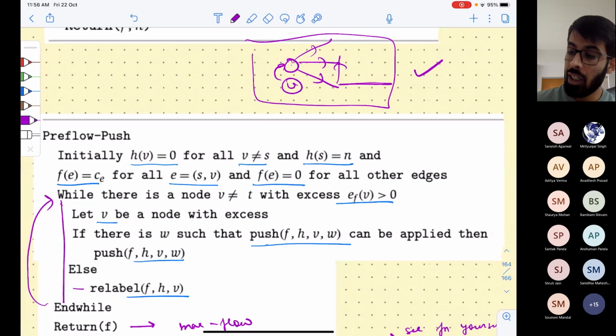Now this v will still have excess greater than 0. Yes, this is one such v. Maybe we can push now, because now v has reached above. Okay, because of the height condition between v and w. Exactly. Now the height condition has changed. Now there will be a new w, so we can push. Exactly. Okay.